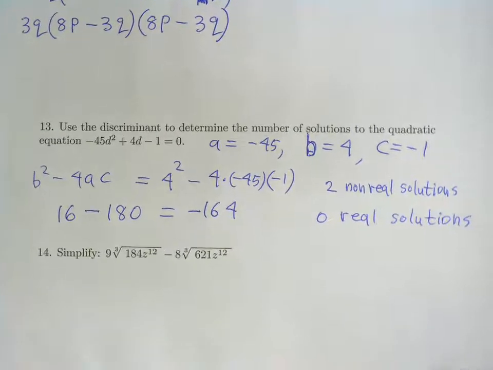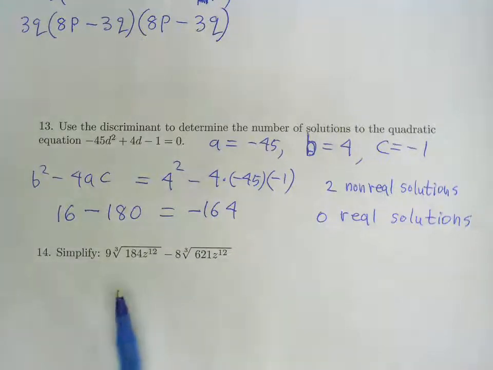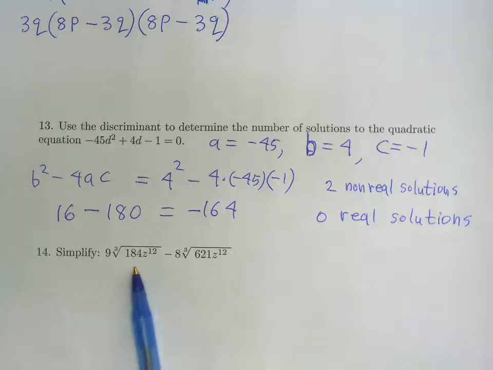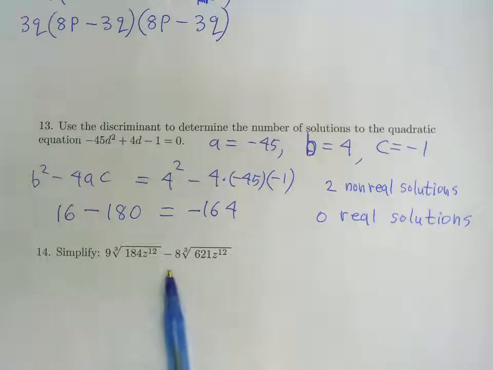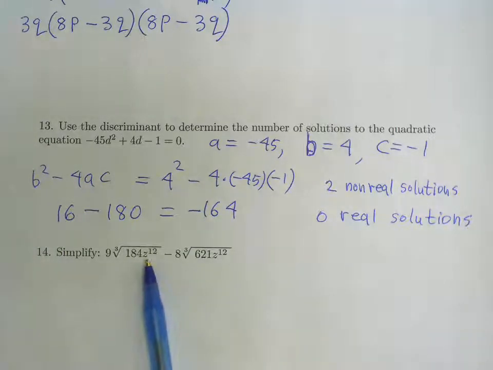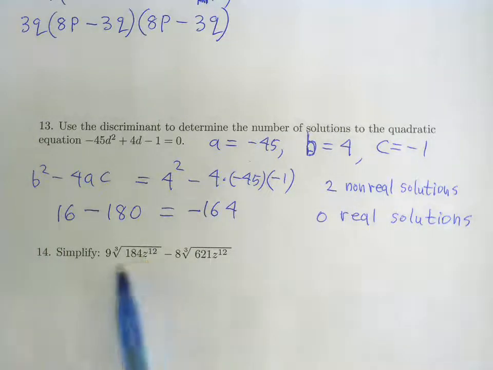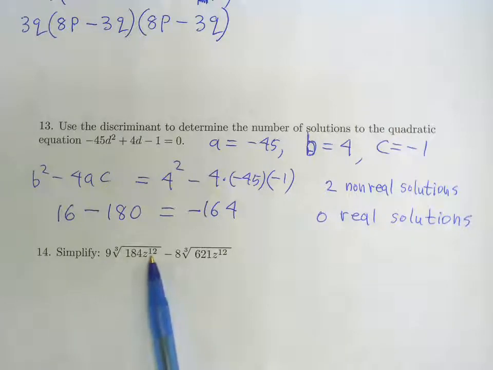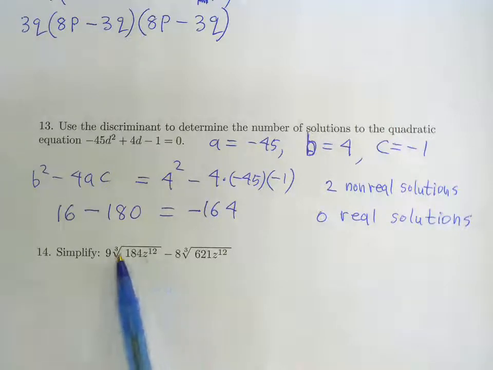Okay, in the next example, simplify the cubed roots. 9 times the cubed root of 184 z to the 12th minus 8 times the cubed root of 621 z to the 12th. We recognize z to the 12th as a perfect cube because the exponent 12 is a multiple of the index 3.